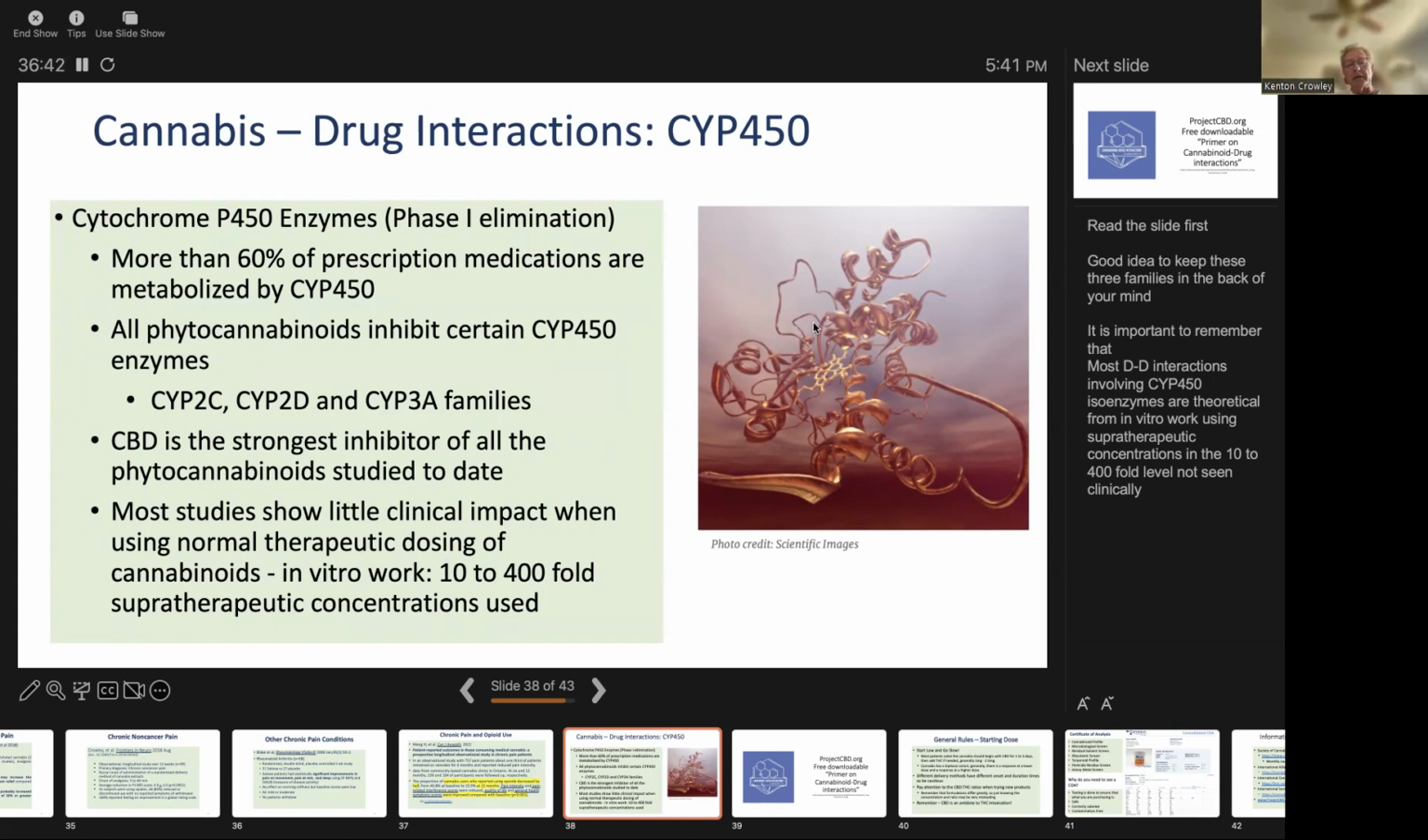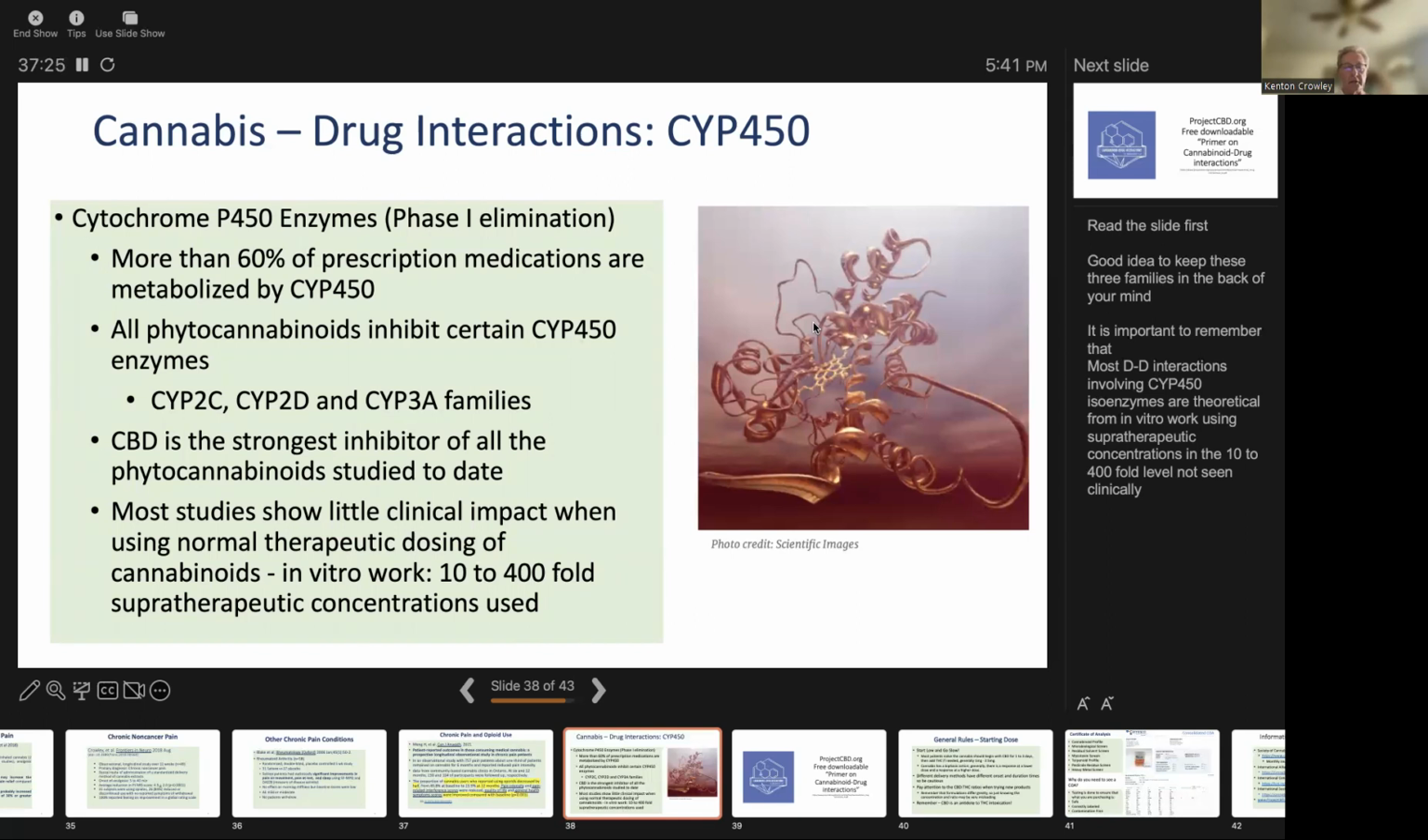The main important thing is a lot of the data has been done using in vitro concentrations or doses that are 10 to 400-fold higher, supratherapeutic concentrations, than what's actually clinically used. So most references now are including both THC and CBD in the drug interactions, because Epidiolex, a CBD product, is now FDA approved.